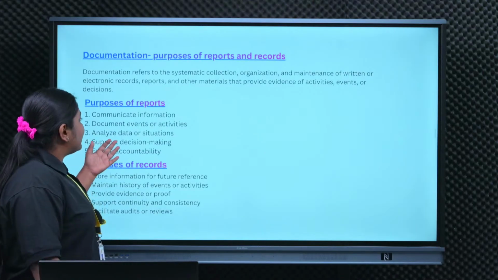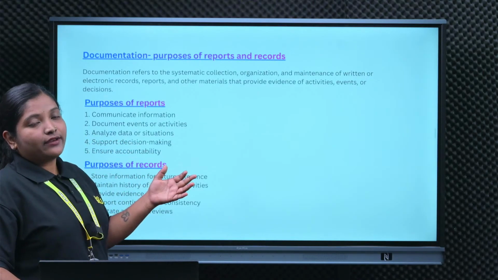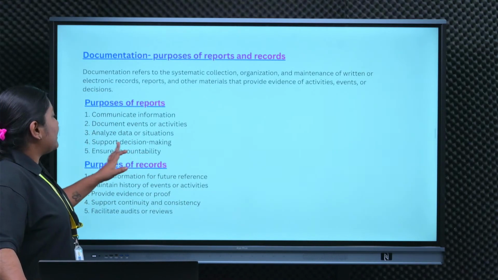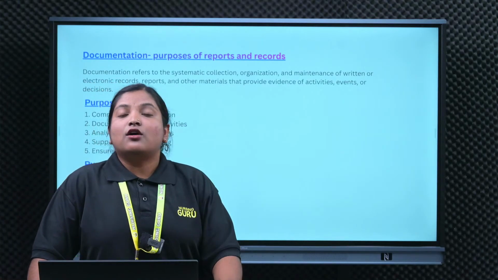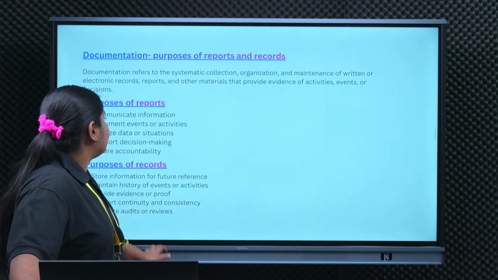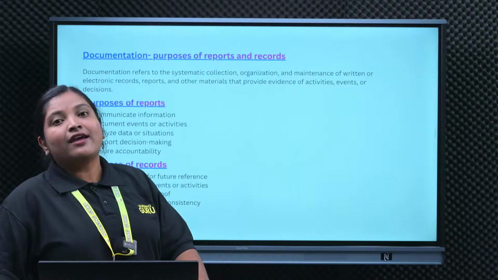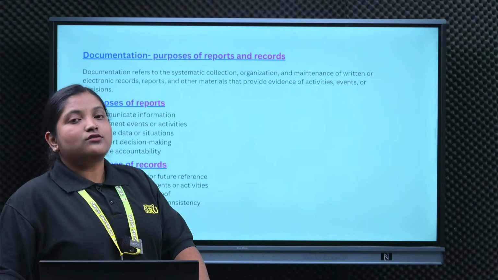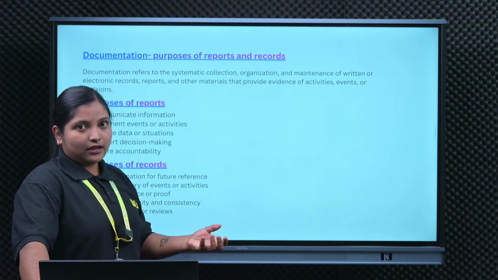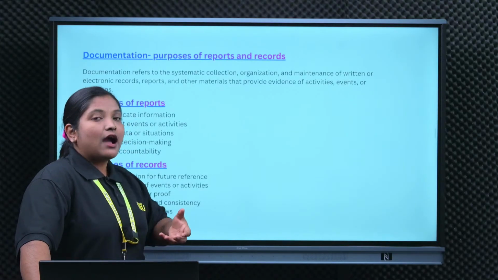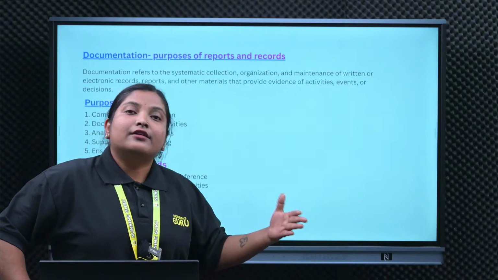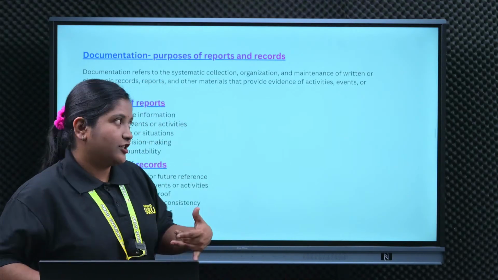So the next one, analyze the data or the situations, okay. So you have to analyze the data or situations. And next one, support decision making, ensure accountability. So this documentation is going to support your decision making, okay, which is going to be helpful in autonomy, okay. So while taking decisions for further care, by the time you have to take the decision, you have the records and reports, okay. So for that purpose you have to do the reports, you have to do the documentation. That is all about the purpose.